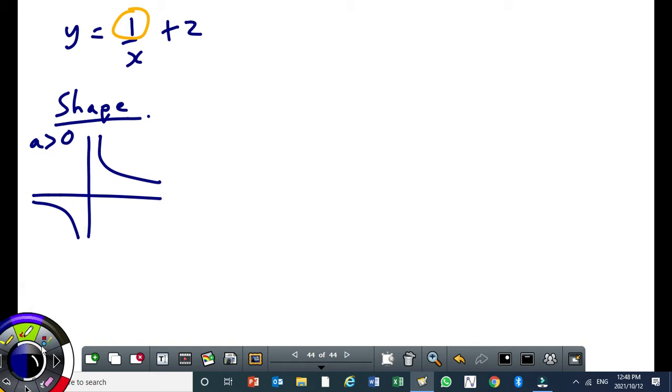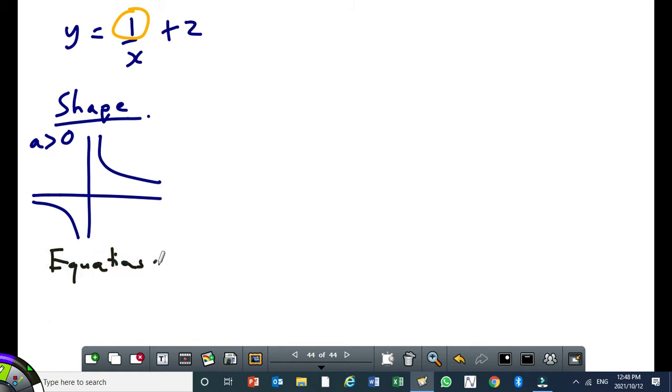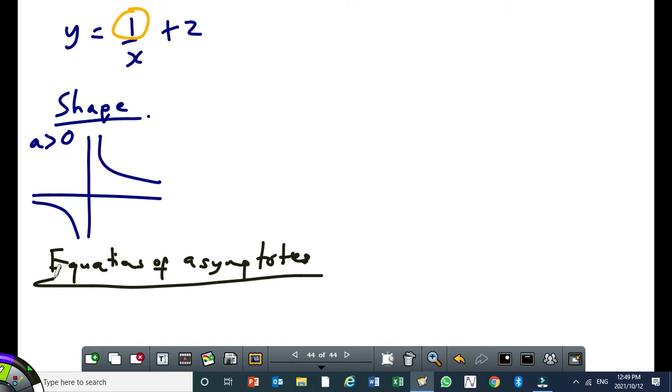Okay? Then the equations of the asymptotes. Equations of asymptotes, please, they are equations. Okay? So the vertical asymptote, since this is a grade 10 function, it's always x equal to 0. The horizontal asymptote is going to be given by y equal to 2.